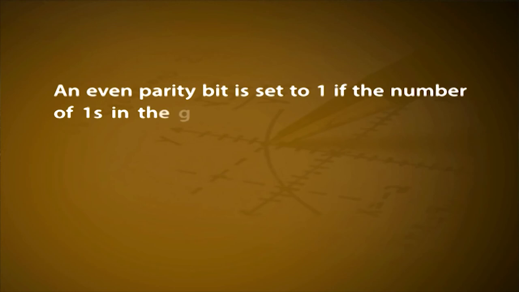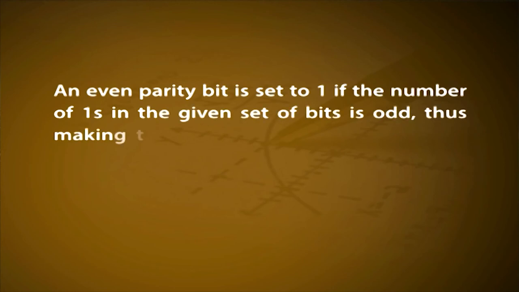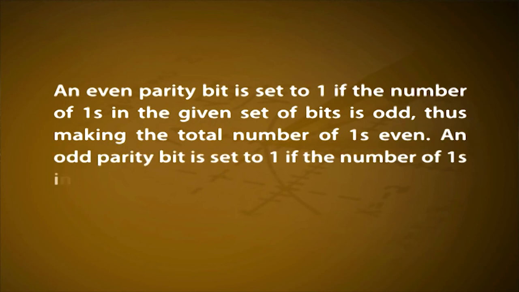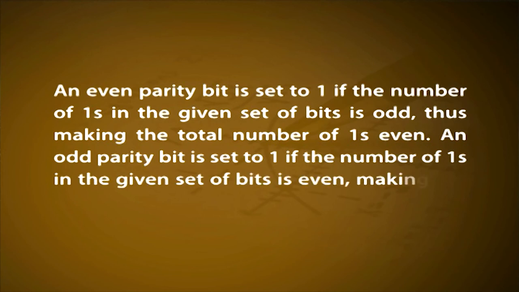Parity bits. A parity bit is a bit that is added to ensure that the number of bits with value 1 in a given set of bits is always even or odd. Parity bits are used as the simplest error detecting code. For binary digits, there are two types of parity bits, even parity bit and odd parity bit. An even parity bit is set to 1 if the number of ones in the given set of bits is odd, thus making the total number of ones even. An odd parity bit is set to 1 if the number of ones in the given set of bits is even, making the total number of ones odd.